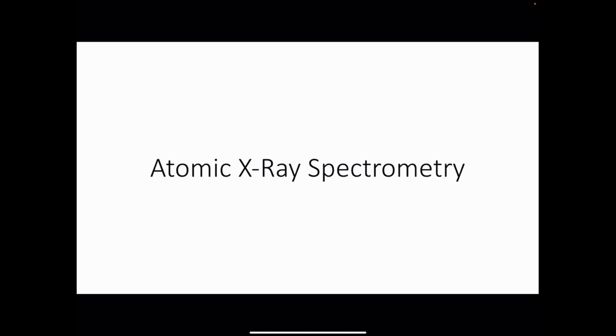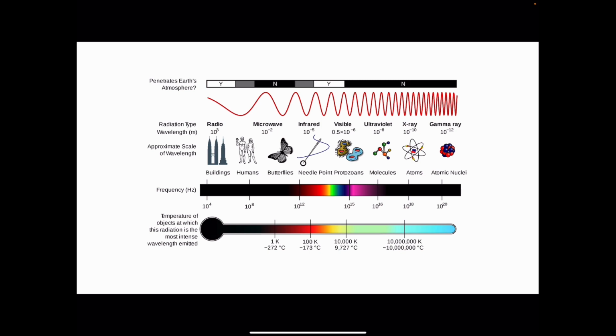X-ray spectrometry, like optical spectrometry, is based on measurement of emission, absorption, scattering, fluorescence, and diffraction of electromagnetic radiation, but in the X-ray region, which is a shorter wavelength or much higher energy radiation than we've been looking at so far with infrared, visible, and UV.